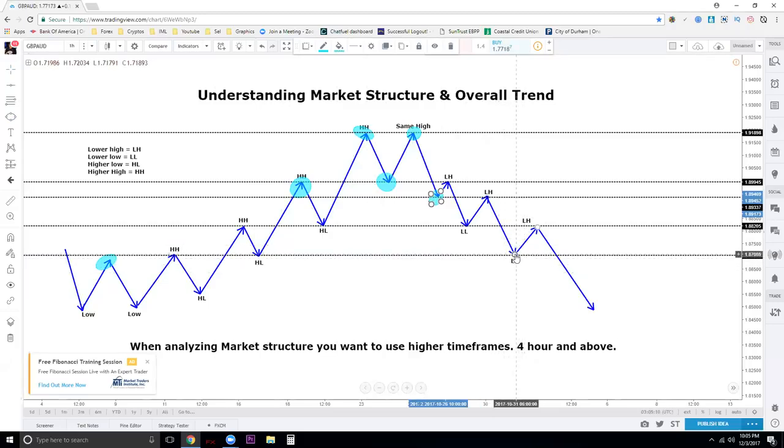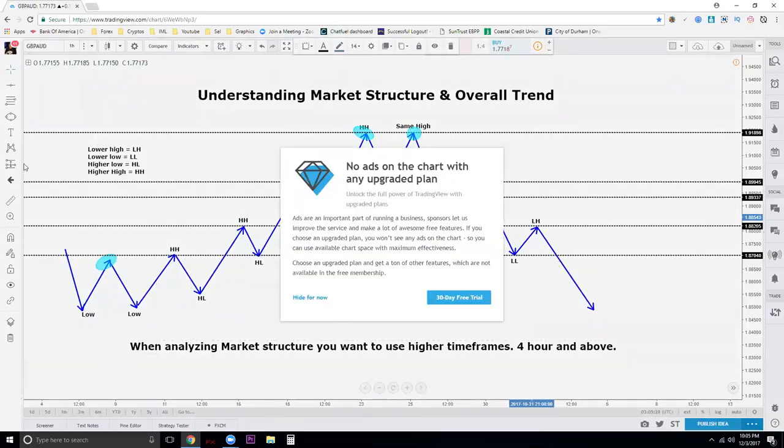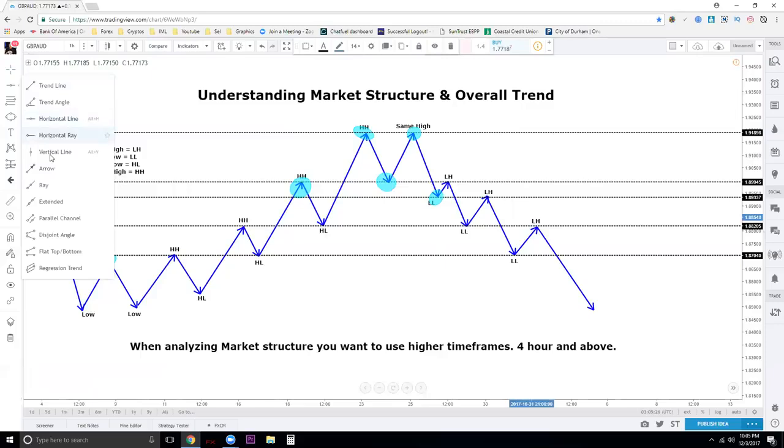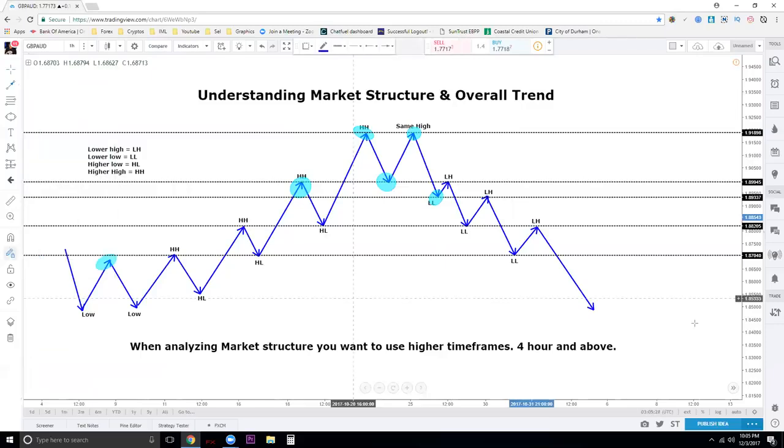And what we do is same concept. We wait for price to retrace again, created another lower high right here. And we anticipate another drop. And we do that so on and so forth all the way until we see another price reversal.